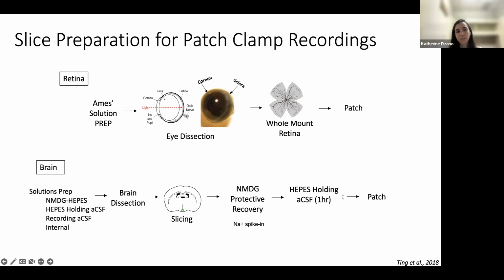To slice, we gently mount our extracted brain onto the specimen holder, secure with adhesive glue, and embed in 2% agarose. After slicing, we move the slices to the recovery chamber at 34 degrees, where we can begin our sodium spike-in. And the final step before we can begin patching is to transfer all these slices into our HEPES holding ACSF for an additional hour.